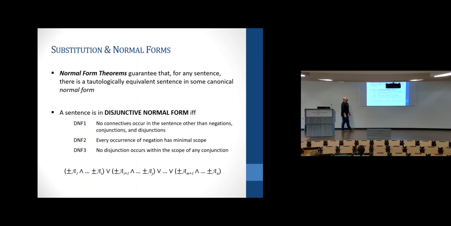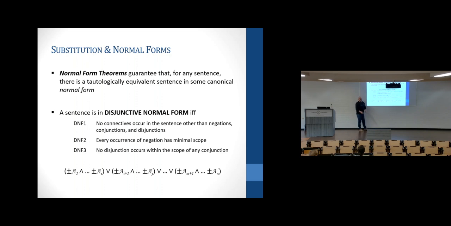The next thing I want to mention is this notion of a normal form. So normal forms are ways that we can manipulate or re-express TFL sentences. Normal form theorems are ways for us to effectively guarantee that for any TFL sentence, there's guaranteed to be a tautologically equivalent one in some kind of normal form. And I'm going to give you two normal forms.